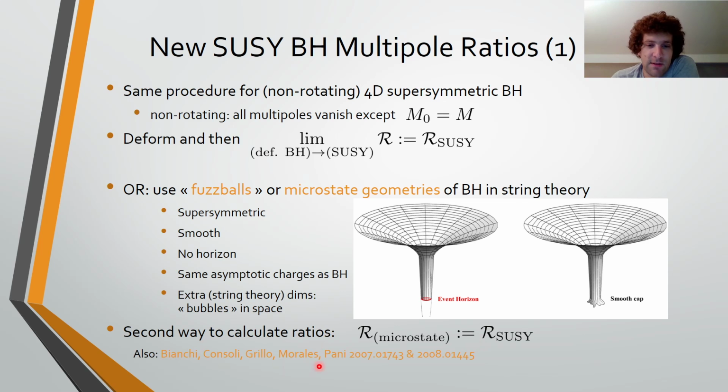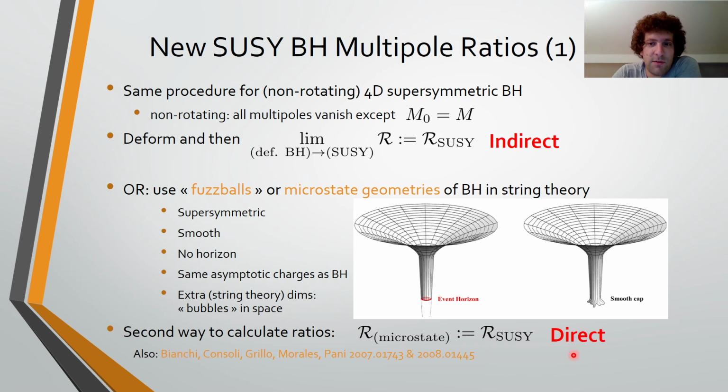In that context, I'd like to also mention very briefly these two papers by these authors who also talk about multipole ratios or multipoles of microstate geometries, of fuzzballs. Now these two ways, just to distinguish them, I'll call this the indirect way because it involves taking the original black hole and deforming it away from the original black hole and then going back to the original black hole. And this the direct way because we're really taking a microstate of the original black hole.